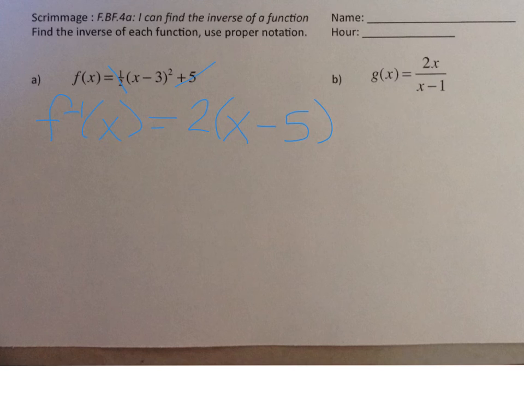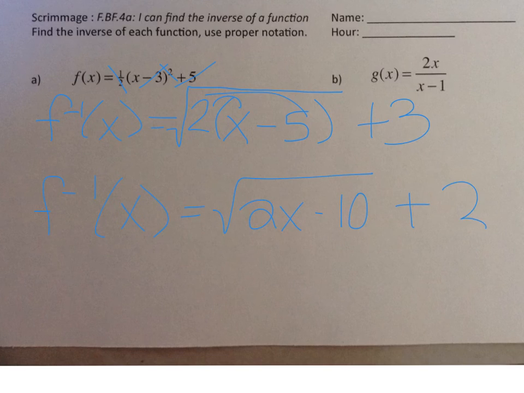The next thing we want to get rid of is the square. The inverse operation of squaring is square rooting, so we need to square root the entire expression. And then the last thing we get rid of is the -3 by adding 3. You can choose to leave the inverse like this, or you can distribute the 2 on the inside if you'd like. So either of these would be acceptable final answers.